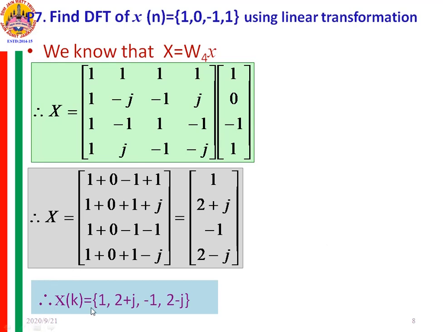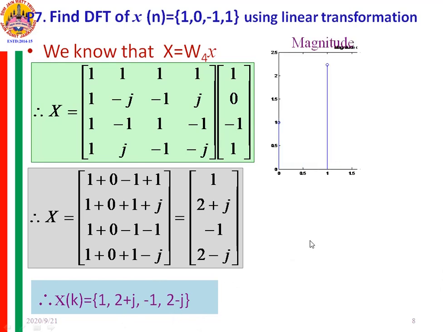So Xk is 1, 2 plus j, minus 1 and 2 minus j. You can use the calculator to find the magnitude. To find the magnitude of Xk for each point, take the square root of real part square plus imaginary part square. So the magnitude of the first point will be 1. The second point will be square root of 4 plus 1, that is square root of 5. So you see how much is the value of square root of 5 using the calculator. And then square root of 1 is 1. And then again the last point will be square root of 5.